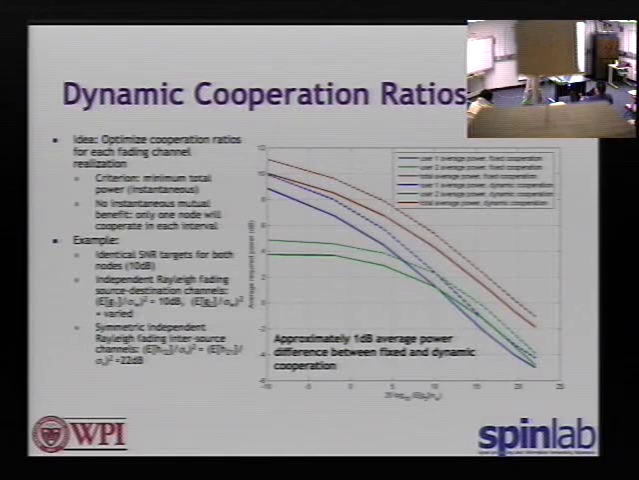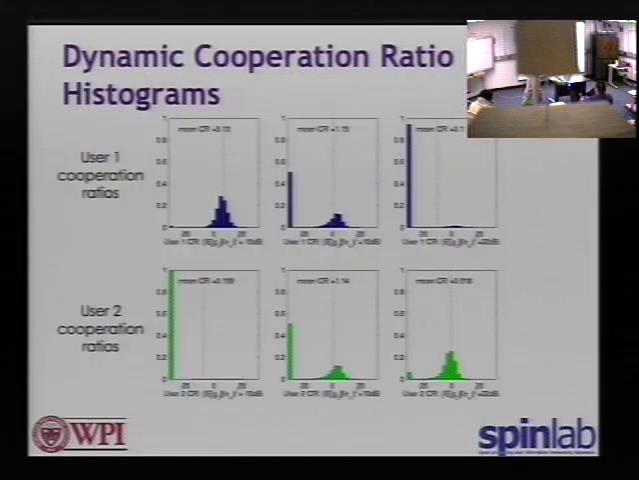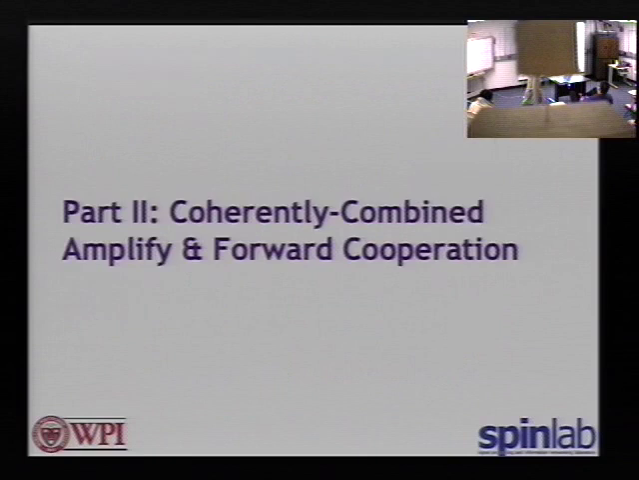So, you get most of your benefit from just doing fixed cooperation, at least in the protocol that I'm considering here. I'll skip that slide because I think I'm almost out of time already, right? Yeah, but you're not enforcing very hard time limits, so I think you're fine.